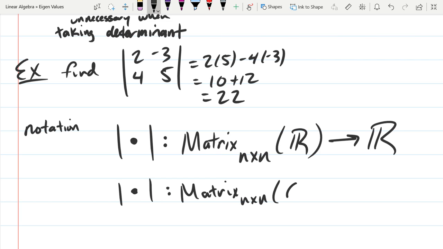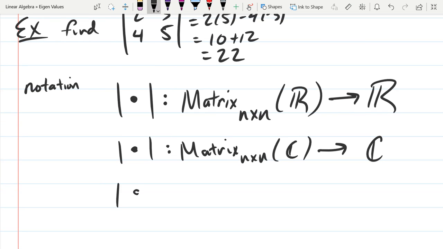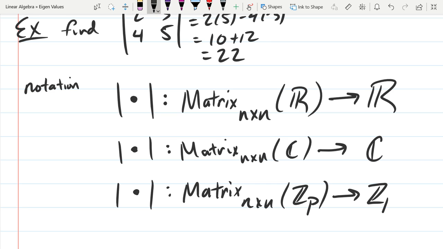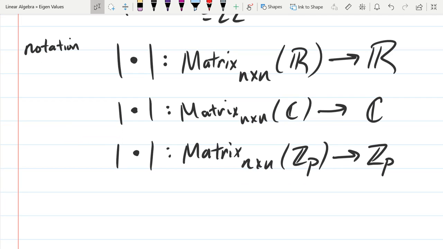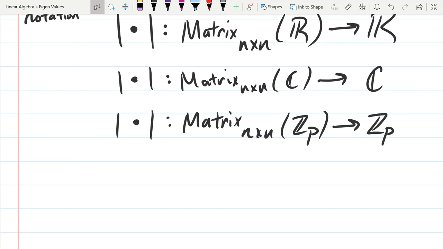Now if we have n by n matrices with complex coefficients, the output could be complex. So if they were all complex numbers, then products and sums of complex numbers would be complex numbers. Likewise, if we have an n by n matrix over Zp, our output will be scalars, which come from Zp. So whatever your set of scalars is, or I should say your field of scalars, but don't worry about that word field. Whatever your scalar field is, your output is going to be the same type of scalar. Most of the time, it's going to be real. Occasionally, you might see a complex or a Zp question in the homework. The way we're going to compute determinants is we're going to use cofactor expansion.